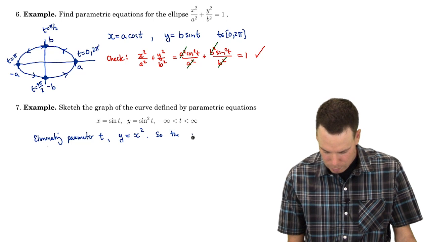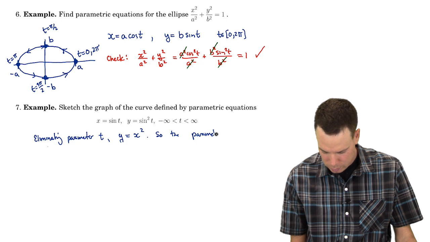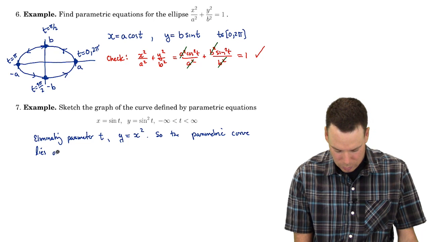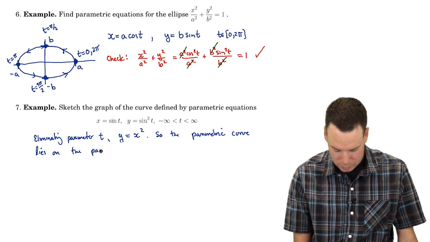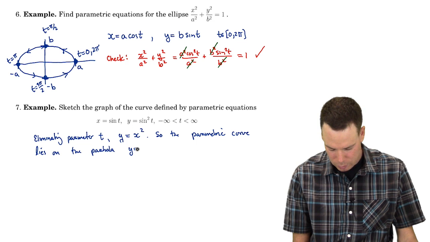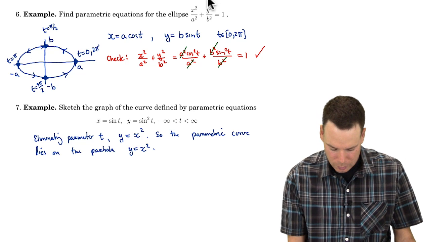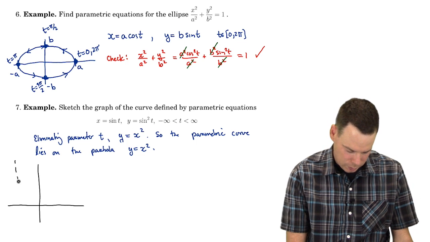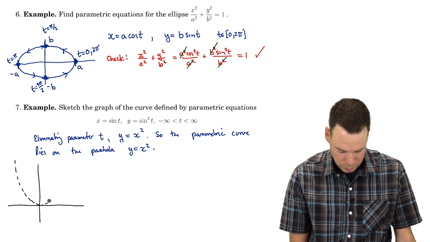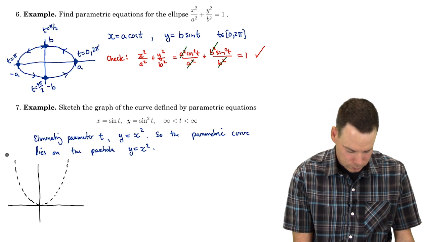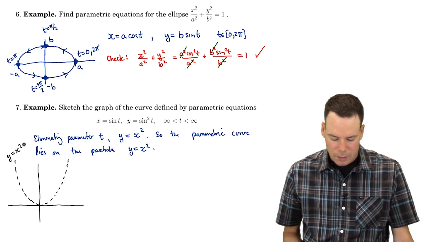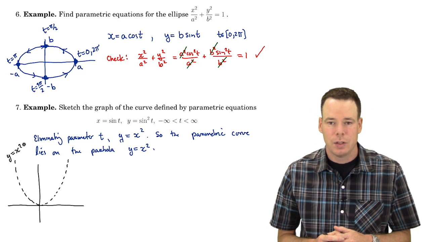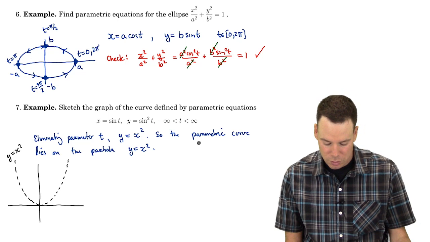So the parametric curve lies on the parabola y equals x squared. So let's sketch that one out here. We've got this parabola y equals x squared. Now at this point, I don't know how much of the parabola is traced out by the parametric equations.